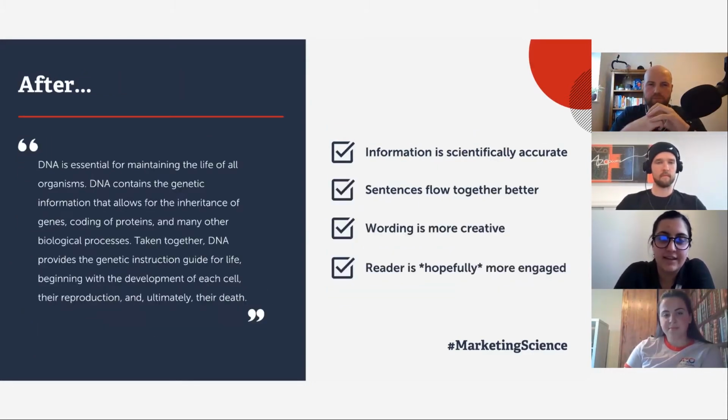So then my attempt to rephrase those few sentences is here. What I wrote instead was, "DNA is essential for maintaining the life of all organisms. DNA contains the genetic information that allows for the inheritance of genes, coding of proteins, and many other biological processes. Taken together, DNA provides the genetic instruction guide for life, beginning with the development of each cell, their reproduction, and ultimately their death."